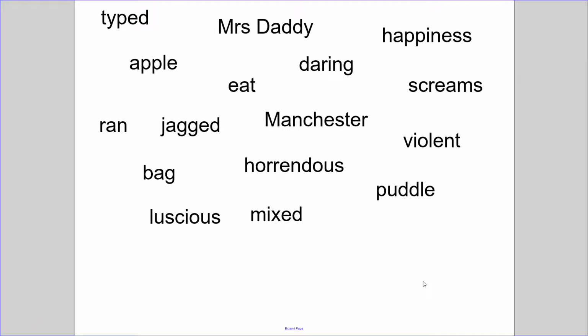So have a look at the words that are on this screen. Which of these words do you feel do similar jobs in a sentence? They won't mean the same thing, but if I was to put them into a sentence, they would do a similar job in that sentence. Have a little think. You don't need to write anything down, just have a think about it.